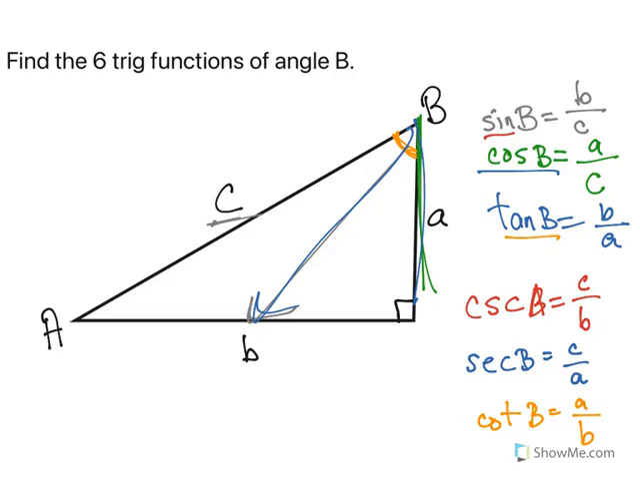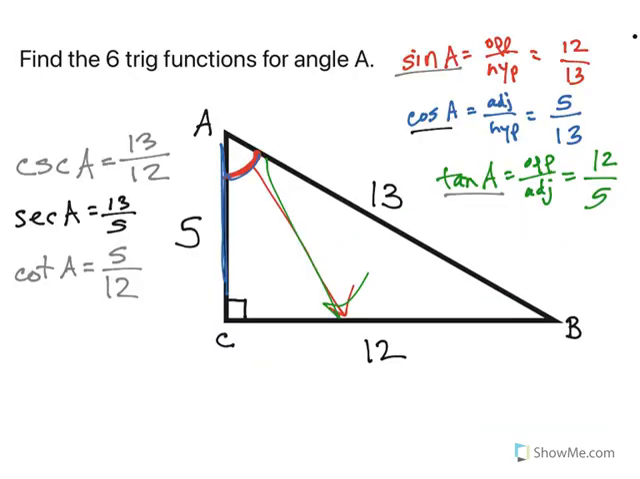So if you know, really you only need to know 2 of the 3 sides, because if we have numbers, we can use the Pythagorean theorem. But as long as you have the sides of a right triangle, you can find the 6 trig functions.